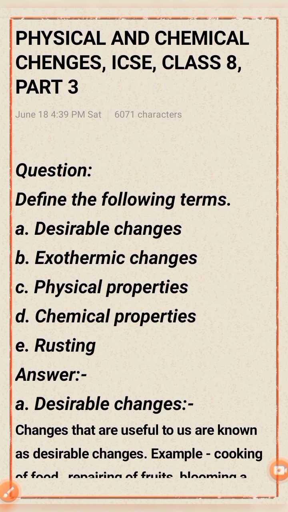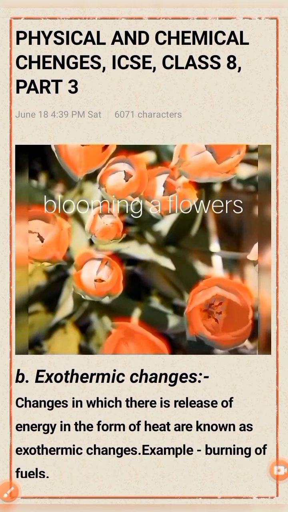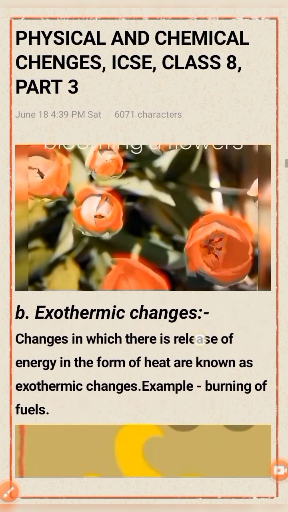Now, define the following terms. Question number A, desirable changes. Changes that are useful to us are known as desirable changes. Example, cooking of food, ripening of fruits, blooming of flowers, etc. Next, exothermic changes. Changes in which there is release of energy in the form of heat are known as exothermic changes. Example, burning of oils.